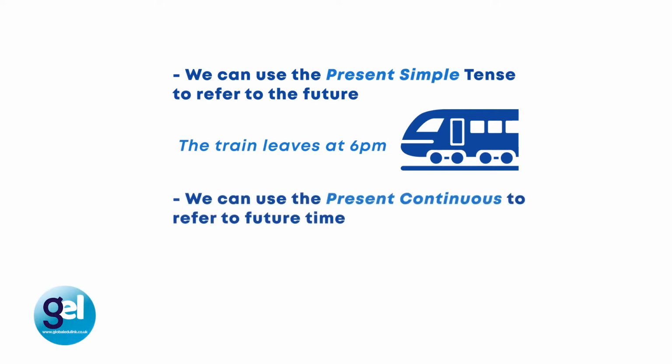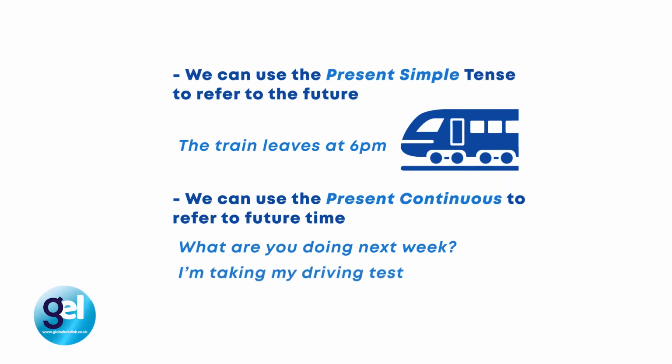And this is similar with the present continuous. It can refer to future time. So what are you doing next week? A present continuous question. I'm taking my driving test. A present continuous sentence referring to a future time. So this can be quite difficult for learners who find it hard to understand that we're using present tenses to refer to a future time. Explain that the tense is in the present, and we can see that from the form, but the meaning is indicating something that is happening in the future.